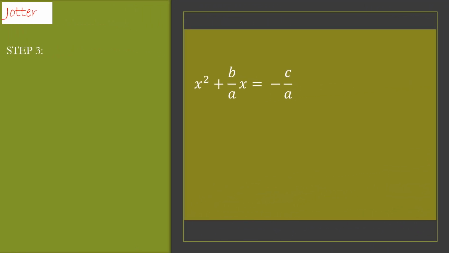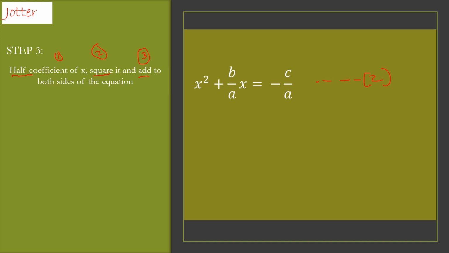Step 3 in this derivation process has 3 operations to do to this equation 2 we have here. That's the one we derived above. And the 3 operations are: number 1, take the coefficient of x and half it. That's number 1 step. Number 2 is square it. And number 3 is add to the equation. So let's look at this process one after the other.